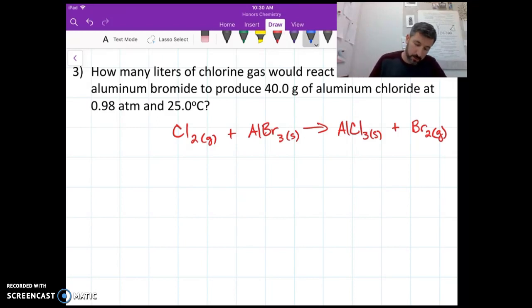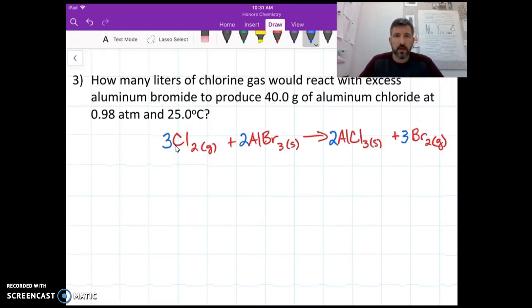And then to balance, we're going to go least common multiple, so 2 and 3 for bromine, then 2 for aluminum, and 3 for chlorine. And now we have a balanced equation. Okay, so see if you can take it from there and write your plan, and then figure out your liters of chlorine gas.